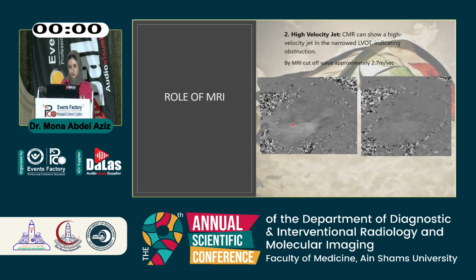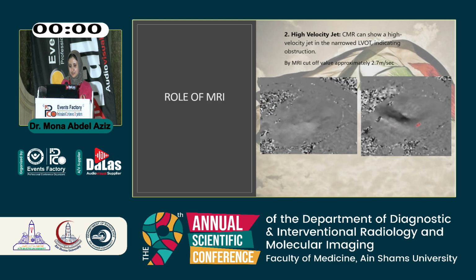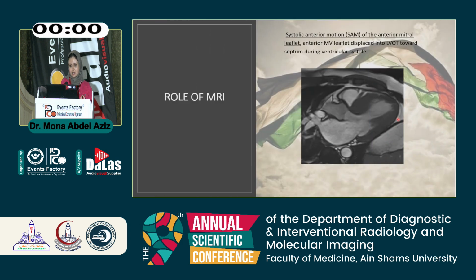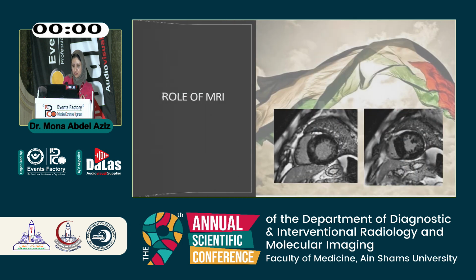In these two Q flow sequences, here there is aliasing, and there is a disappearance of aliasing after we raise the velocities. And when the velocity becomes more than 2.7 meters per second, this indicates the presence of LVOT obstruction. This is again the systolic anterior motion.